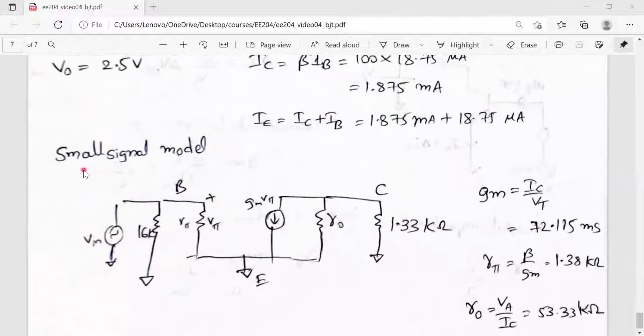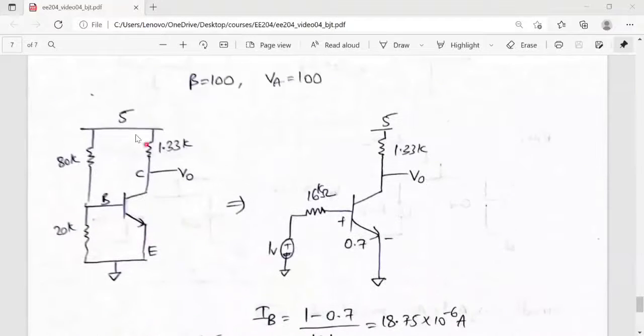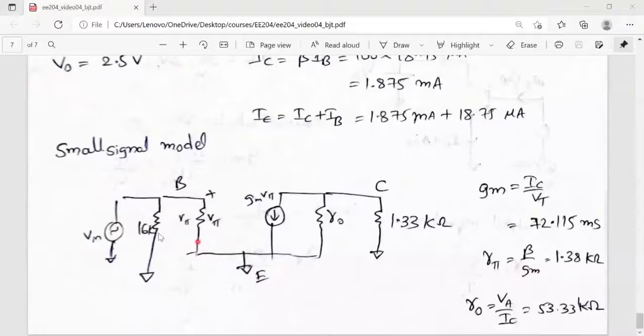We will try to find the small signal model for the above circuit. As I mentioned, this is the small signal circuit, and we will get at the collector a resistance. Since this is a small signal model, we will ground this part. So we will get this small signal model like this.